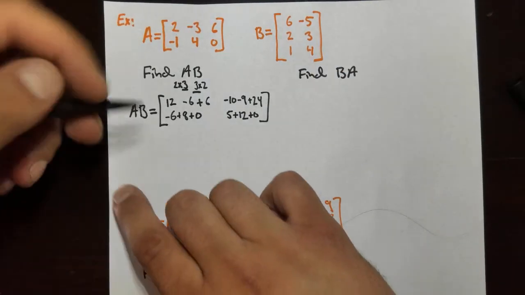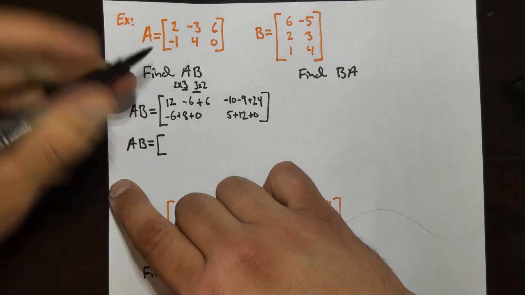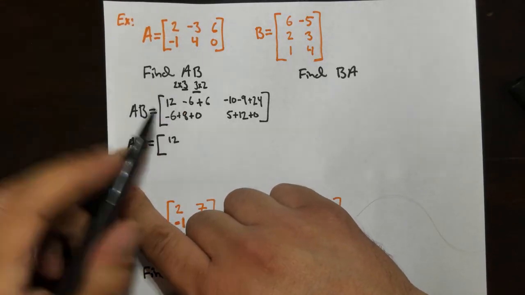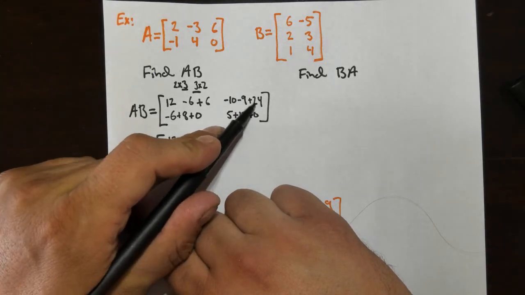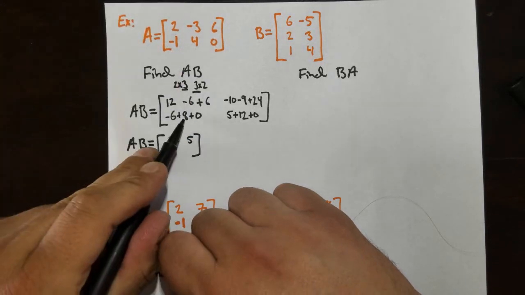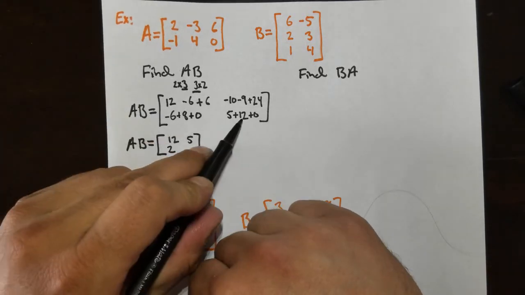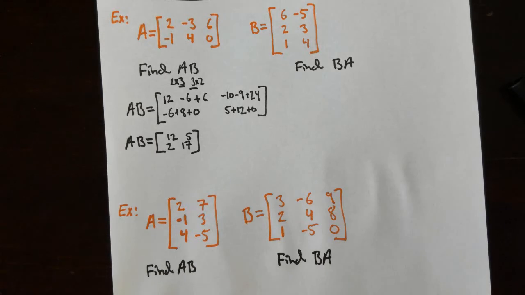We just need to go ahead and simplify now. Add and subtract these together. 12 minus 6 is 6, plus 6 is 12. Negative 10 minus 9 is negative 19, plus 24 is 5. Negative 6 plus 8 plus 0 is 2. And 5 plus 12 plus 0 is 17. So this is our resultant AB matrix.